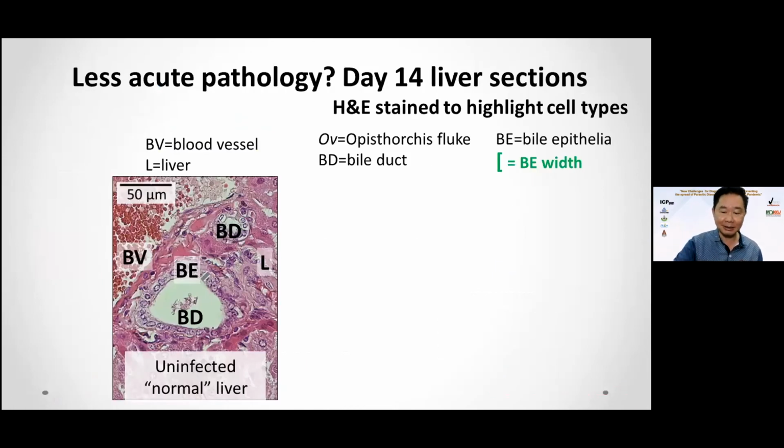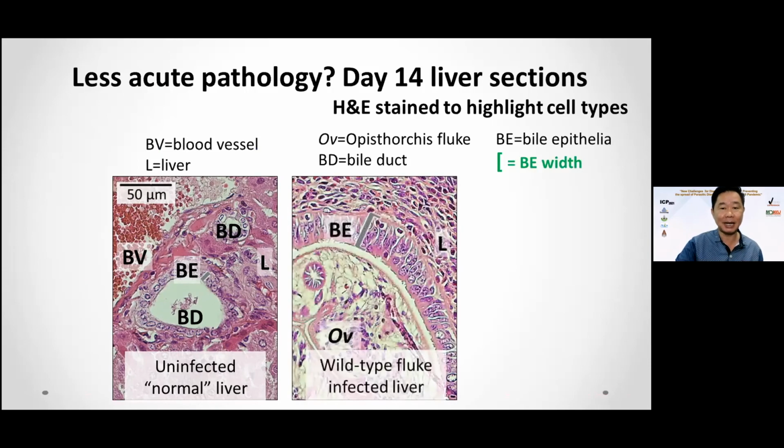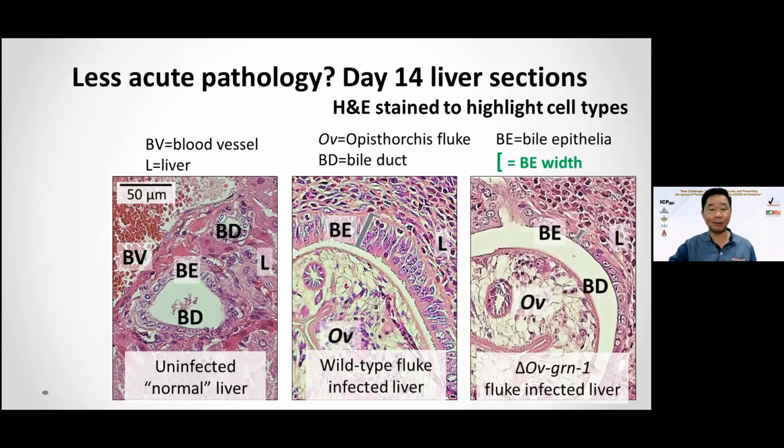When I first saw this result, I was so happy because this is real. So this is the normal hamster. You can see the epithelium of the bile duct is just 1 layer. And if the hamster was infected with OV for 14 days, the epithelium of the bile duct is very thick. This is the picture of the worms with glandulin knocked out. The epithelium of the bile duct is thinner, almost normal. So we have hope.